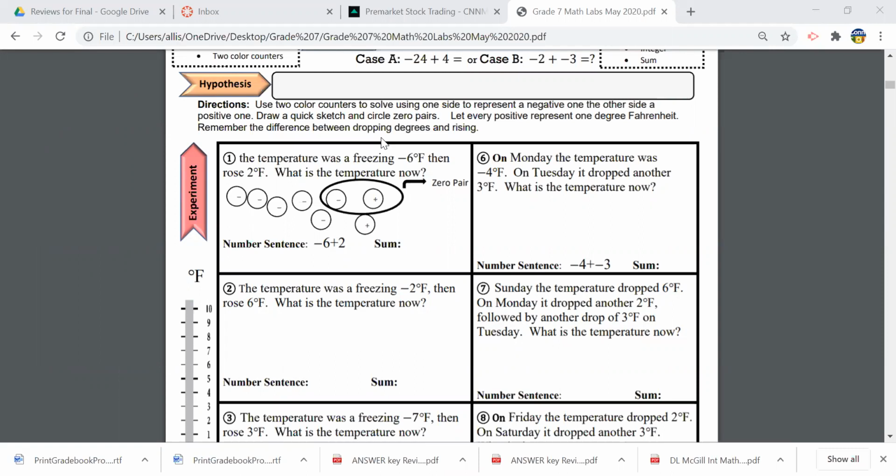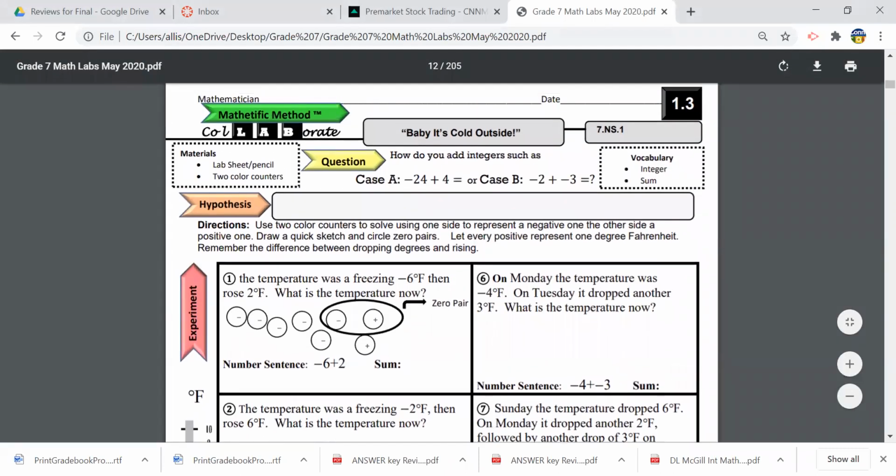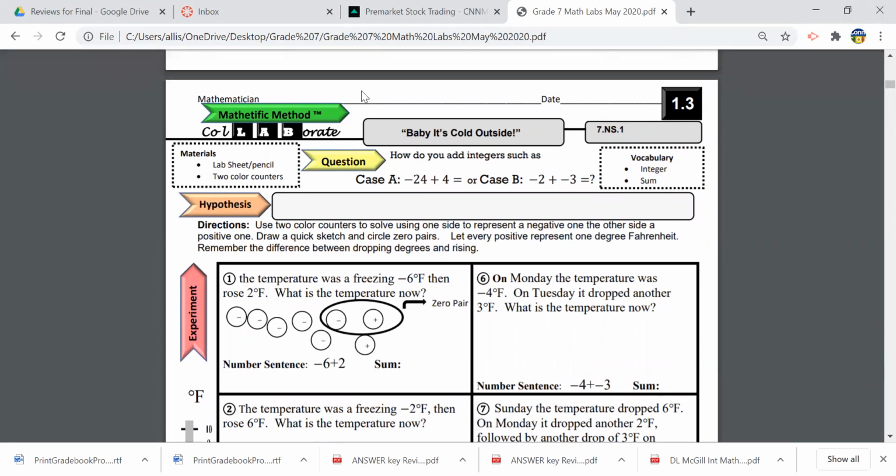So I typically would start the video like this. Good morning, everyone. Today we're going to be exploring 1.3, which is titled Baby, It's Cold Outside. And the question that we're going to explore is, how do you add integers such as case A, which is right here, -24 plus 4, or case B, which is right here, -2 plus -3. Go ahead and write down a hypothesis like we've done in class. And it's okay if it's wrong.